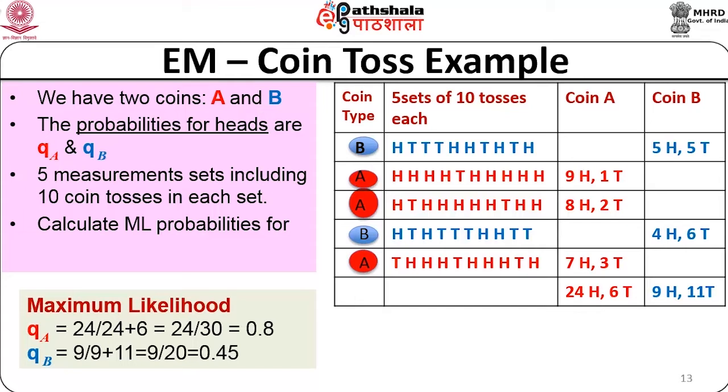So, the idea here is that you know that the coin you are tossing is red or blue. Remember that. What we have tried to do here is, depending upon the data given, 5 sets of 10 each, we are finding the maximum likelihood. So, this is the simple example.